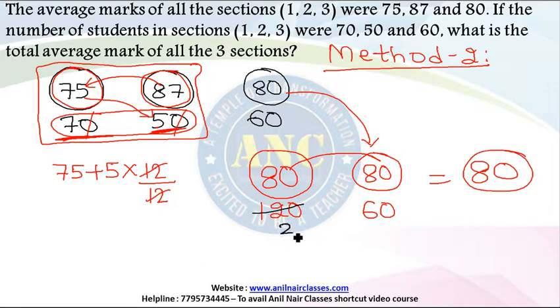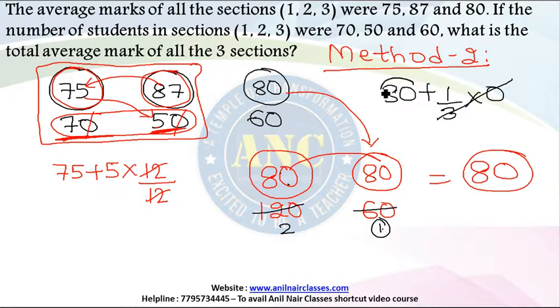Definitely. 2:1 is the ratio of 120:60. So this is nothing but 80 plus the diagonal element of 80, which is 1. The sum of 1 and 2 is 3. The difference of 80 and 80 is 0. 0 into 1 by 3 is 0. 80 plus 0 is again 80.